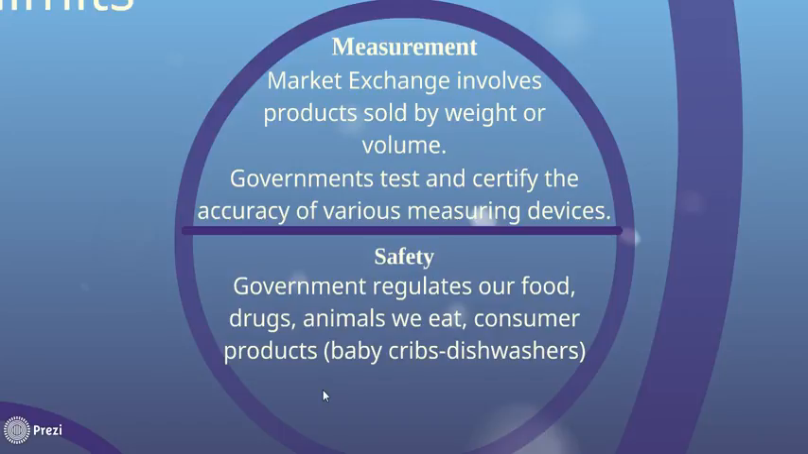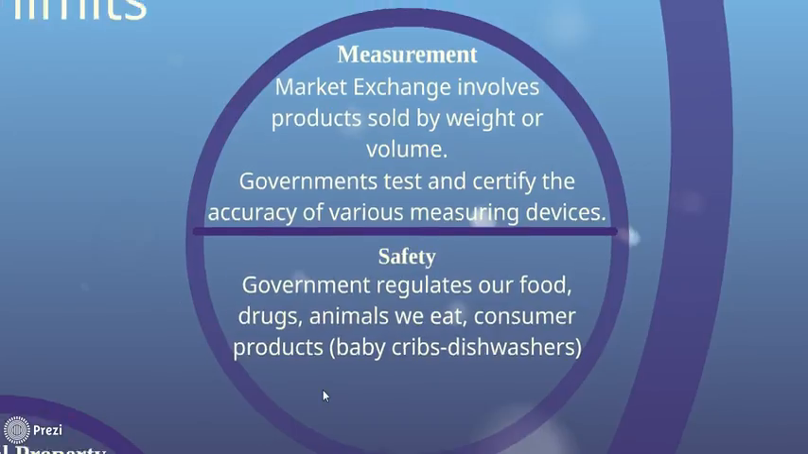Safety. The government has safety measures in place that regulate our food, the prescription drugs that we consume, animals we eat, any consumer product, like a baby crib or a dishwasher, anything that we purchase, the government has regulated it in some way.